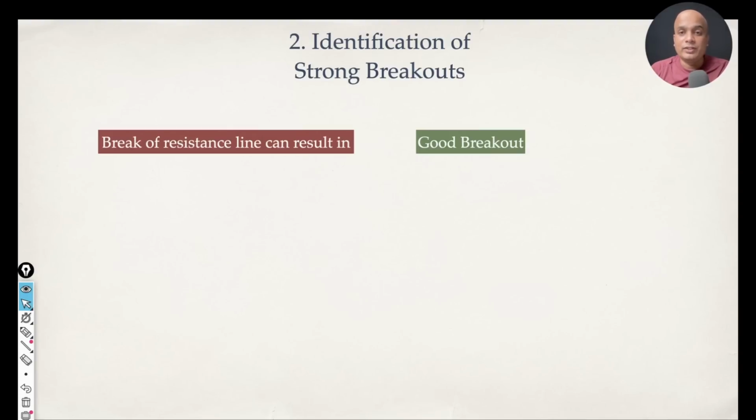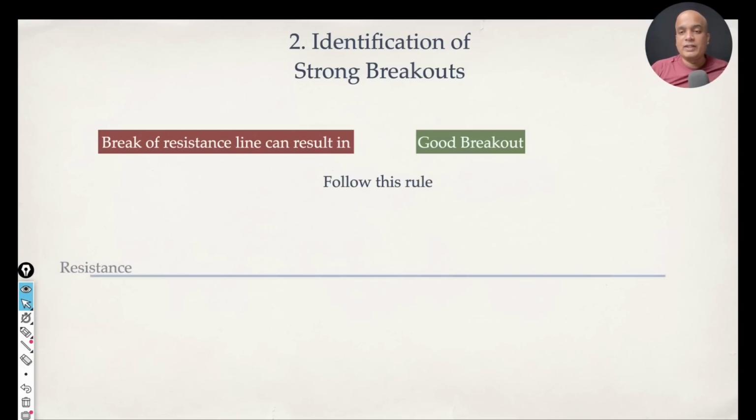So how do we do this? That is very, very simple. You should follow one simple rule. If you try to follow that one rule, automatically you will end up taking more good breakout trades. So the logic is very simple.